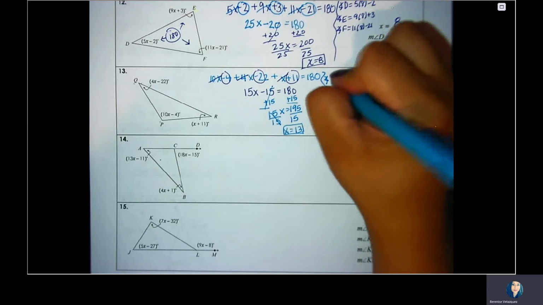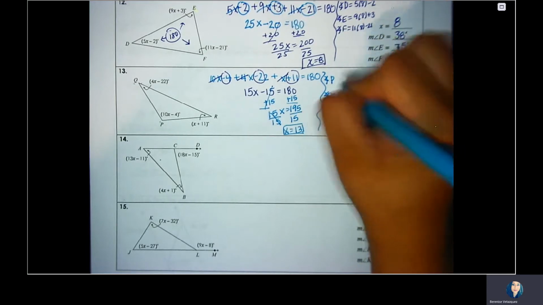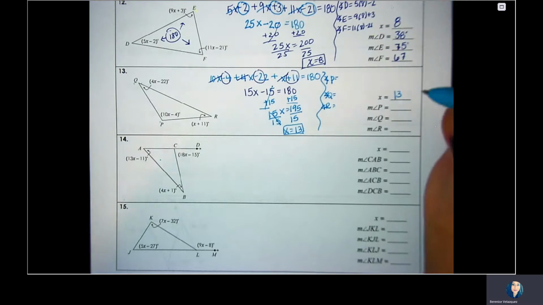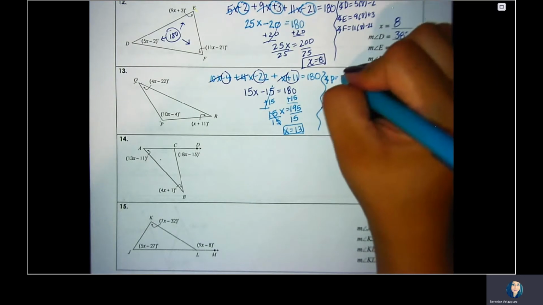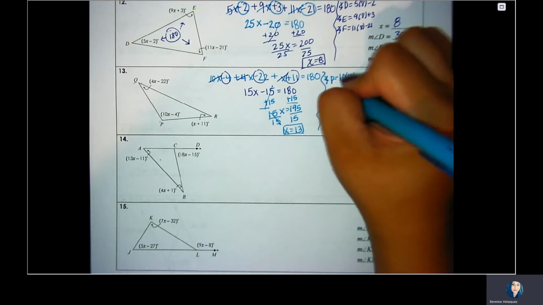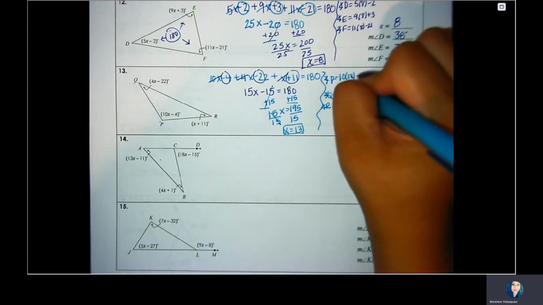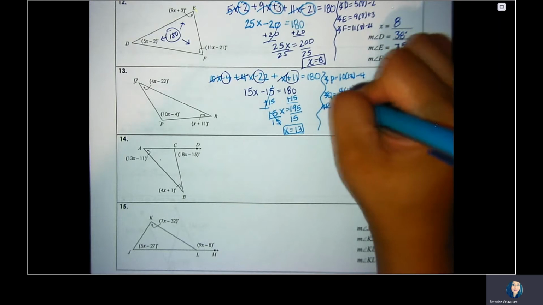So I'm going to plug it into P, Q, and R. Now you can mess this up and plug it into the wrong equation and then get the wrong answer in the blank, which will be counted wrong. So make sure that you don't mess that up. So P is 10 parentheses 13 minus 4. Q is 4 parentheses 13 minus 22. And the last one is 13 plus 11.